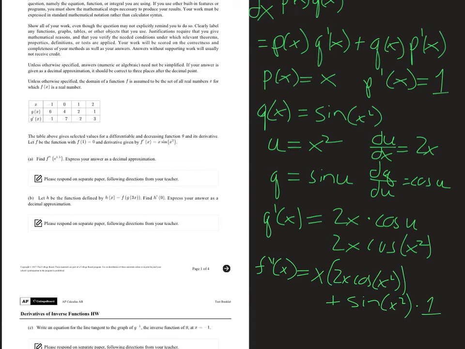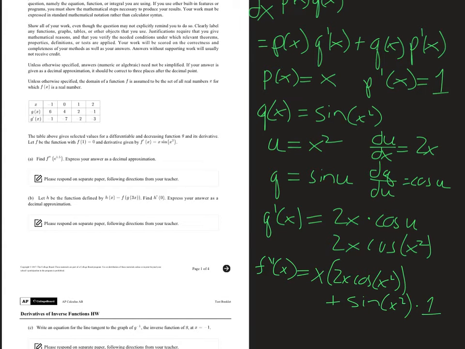Now the question doesn't stop there, but I'm going to leave you there because the question says find f double prime of e to the 1.5. So I just need to plug in e to the 1.5. Now why did they give you such an ugly number to plug in? I don't know, but it doesn't matter. Don't let an ugly number freak you out. It's just the same as if they had asked you to plug in 3. Just plug it in everywhere you see an x.